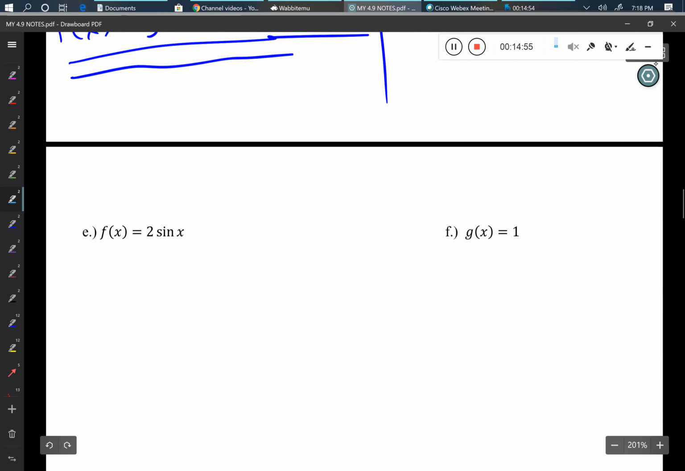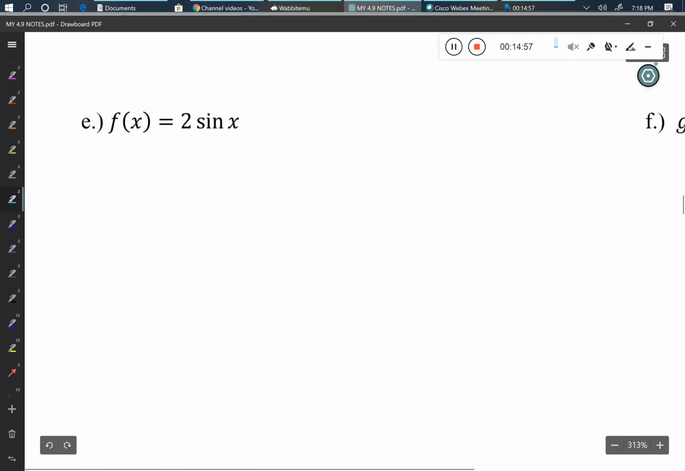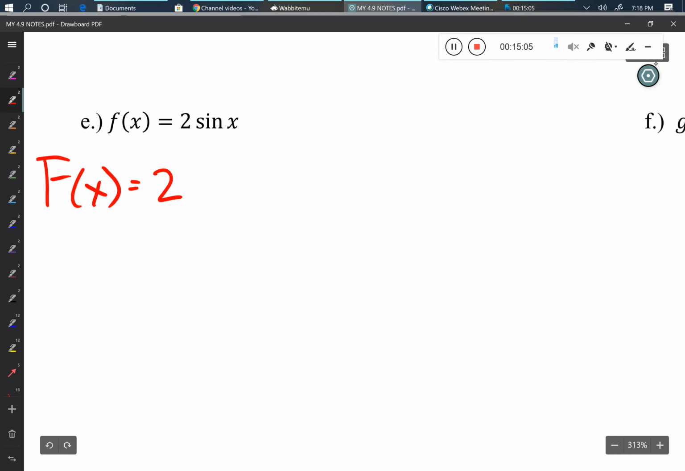Oh my gosh, there's more. This is so exciting. I love this stuff. Here is our function f of x. My job still is the same. Find the most general antiderivative. So little f is going to turn into big F. The 2 just drags along. Antiderivative sign. Let's see. I believe that's negative cosine of x. And of course, plus c.